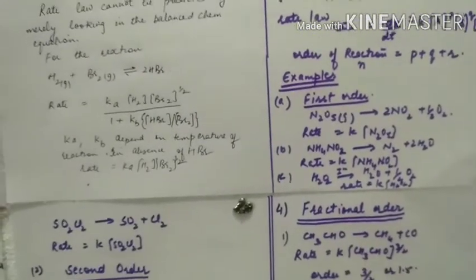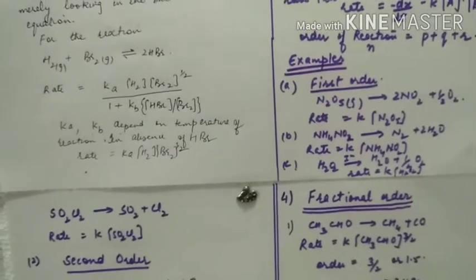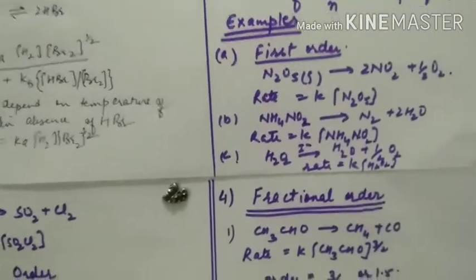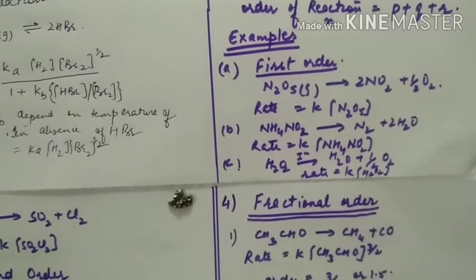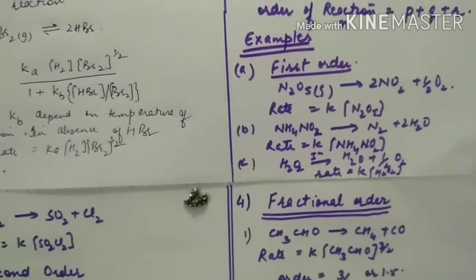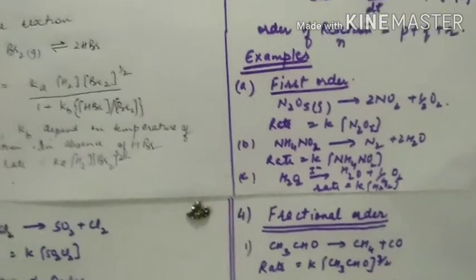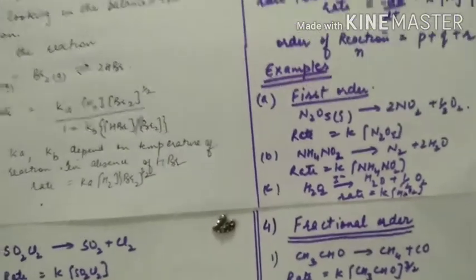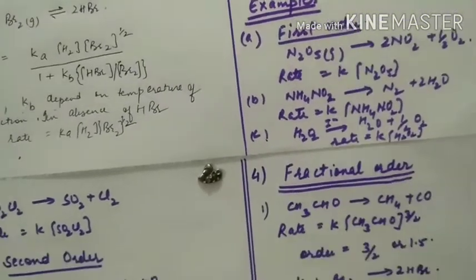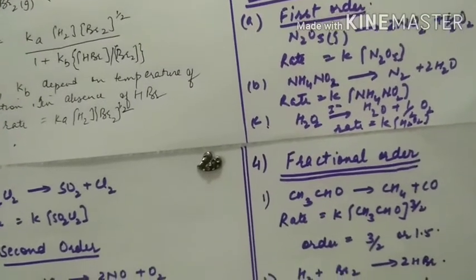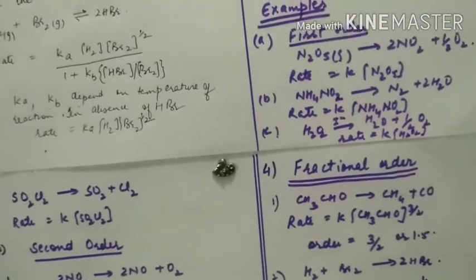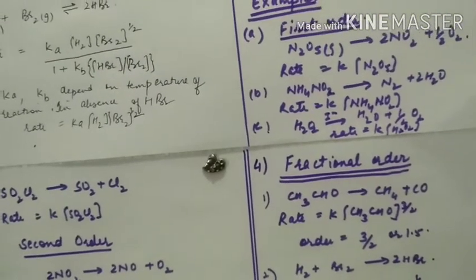Let us do examples. If the sum comes out to 1, then the order of reaction will be first order. So this reaction N2O5 gives 2NO2 plus half O2 is a first order reaction. For this, rate is equal to K into concentration of N2O5. Then NH4NO2 forms N2 plus 2H2O. Also, H2O2 in the presence of iodide ions forms water plus half oxygen. Rate is proportional to concentration of H2O2.